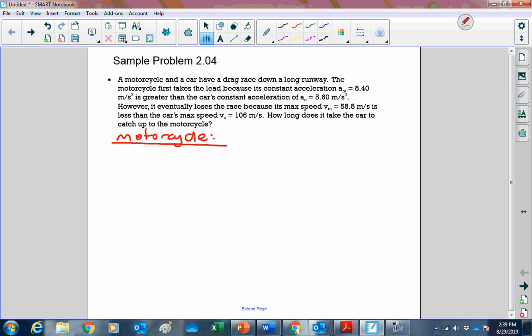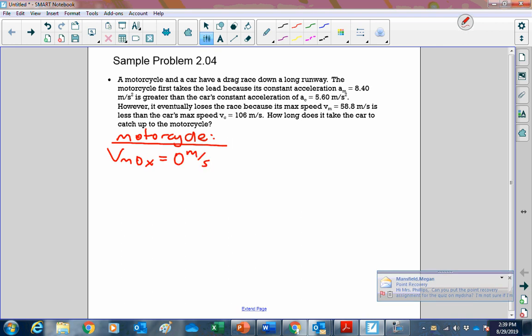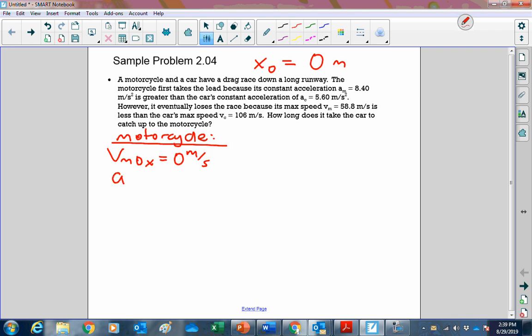The information for the motorcycle would be that it begins from rest. I'm just putting M for motorcycle here. So we got a lot of subscripts. For both of these, we're going to say x sub 0 is 0. But it's also fine in a lot of cases to just assume that. They tell us that the rate of acceleration for the motorcycle is greater, and that's why it's taking the lead at the beginning.